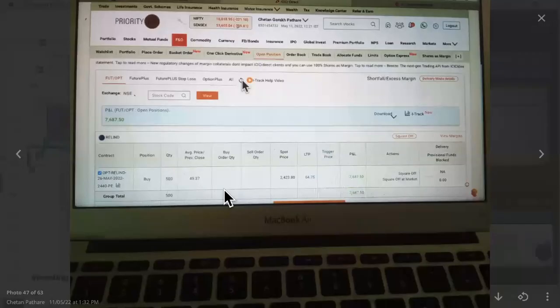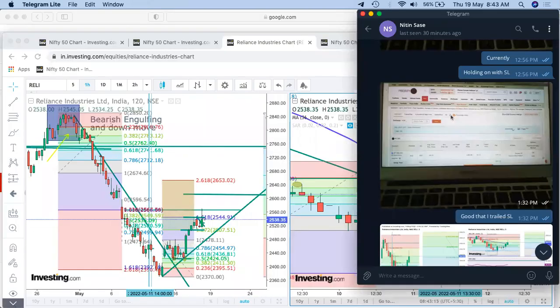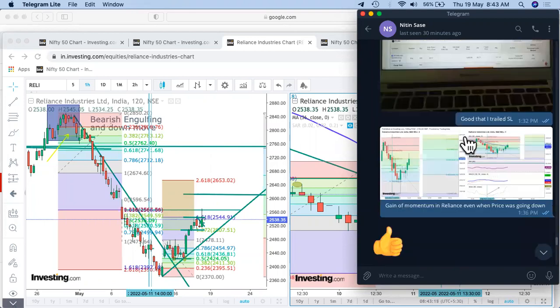So again, that kept going further down and I kept on trailing that stop loss. It's very important that you keep on trailing your stop loss, because once you have accumulated good profits, it's much easier to get across whatever amounts you have been getting. Again, there was a momentum loss, I guess, on that part, and maybe by 1:30, I was out of the trade.